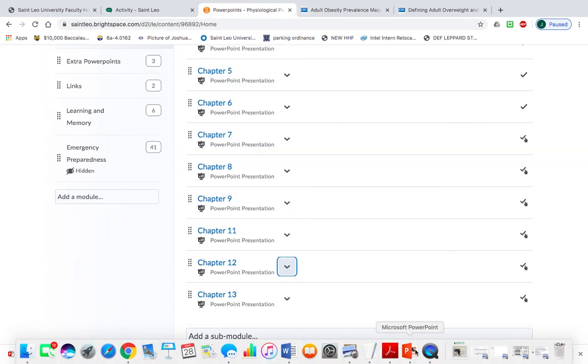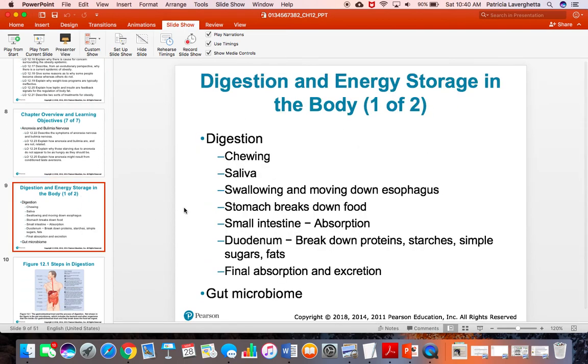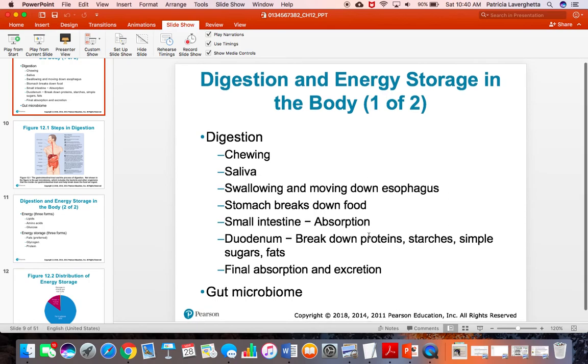Okay, so let me get back into the PowerPoint. All right, so what about digestion? Your chapter goes into the basic digestive processes. You can see all of this here. Digestion involves chewing, saliva production. Food, of course, moves down your esophagus. It's broken down into its component parts so that the cells can get engaged in metabolism. The small intestine is involved with the absorption of the food. The duodenum breaks down the proteins, the starches, and so forth, and then it's eventually excreted by the colon.